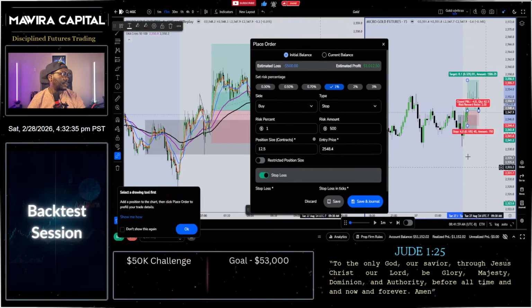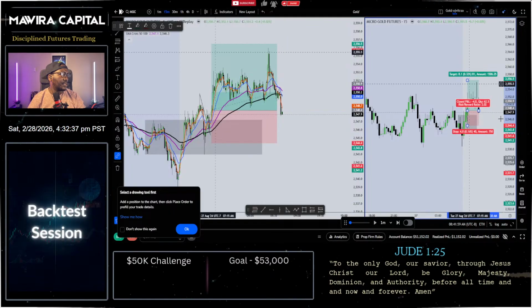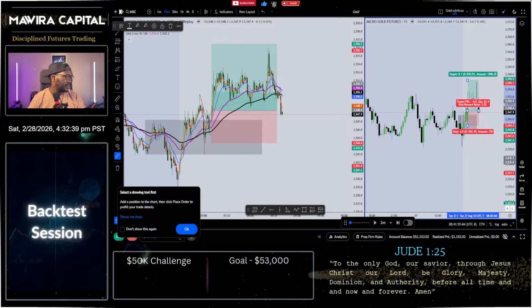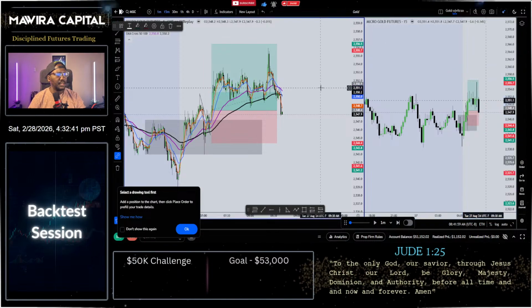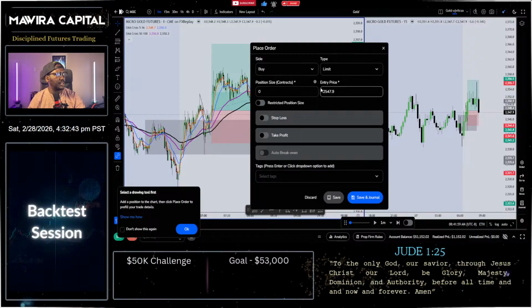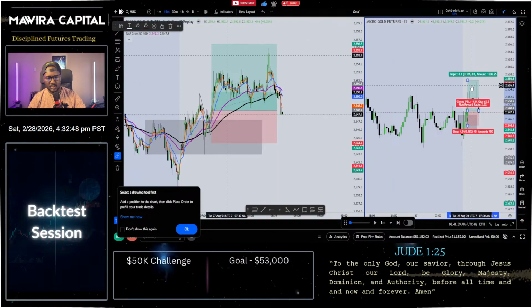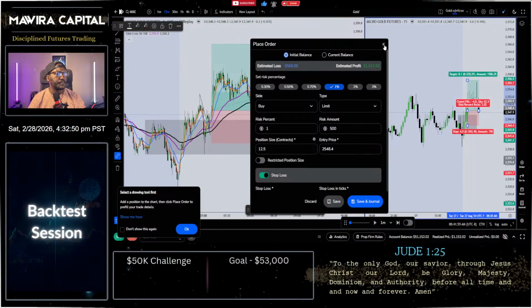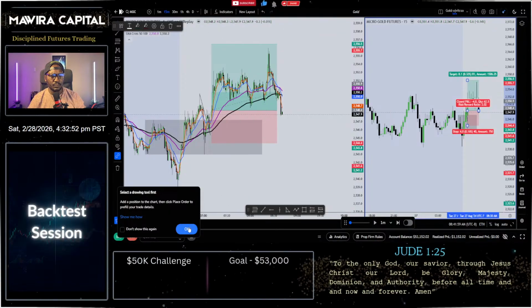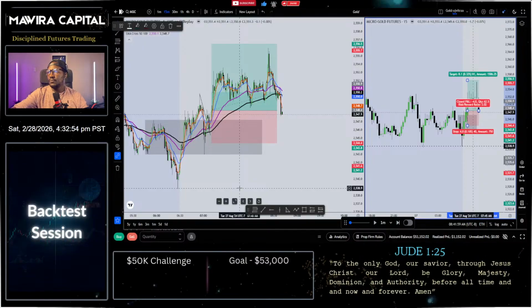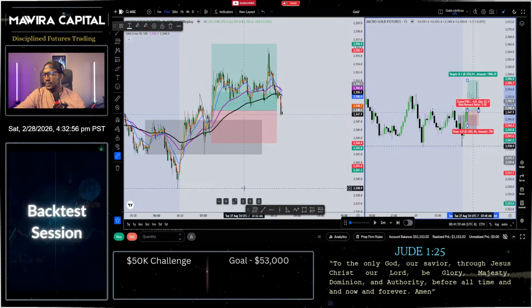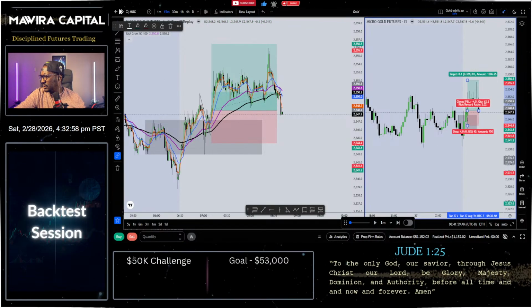I like that, because I always use market orders. So let's say I wanted to use a limit, it will be Alt B. Beautiful. Okay, Alt B. Okay, awesome. I don't know what happened there, but I know.